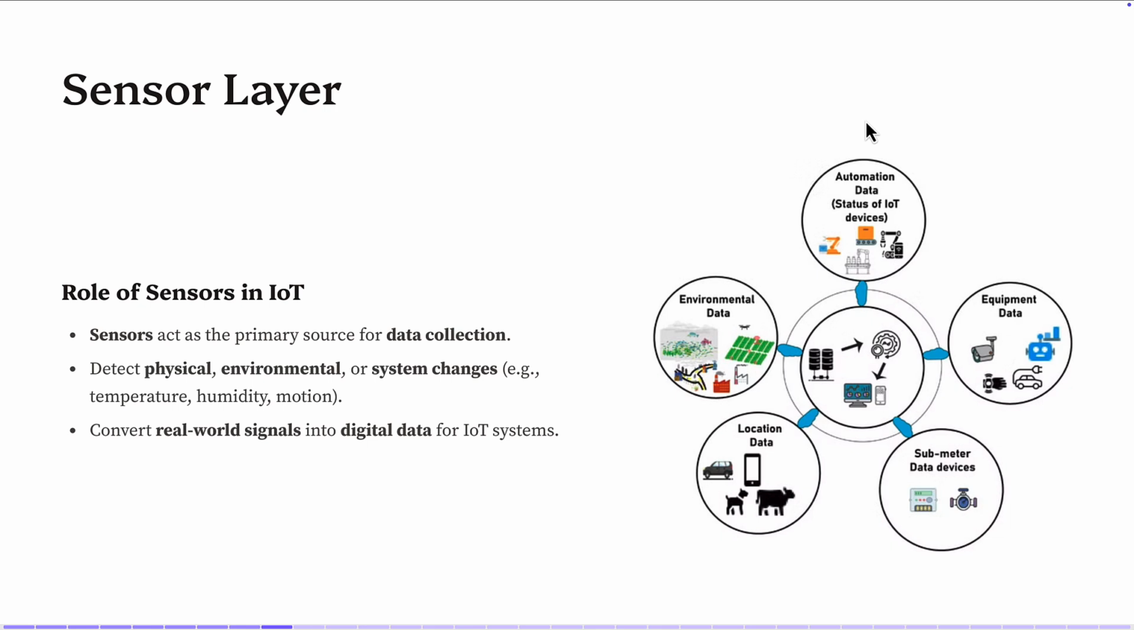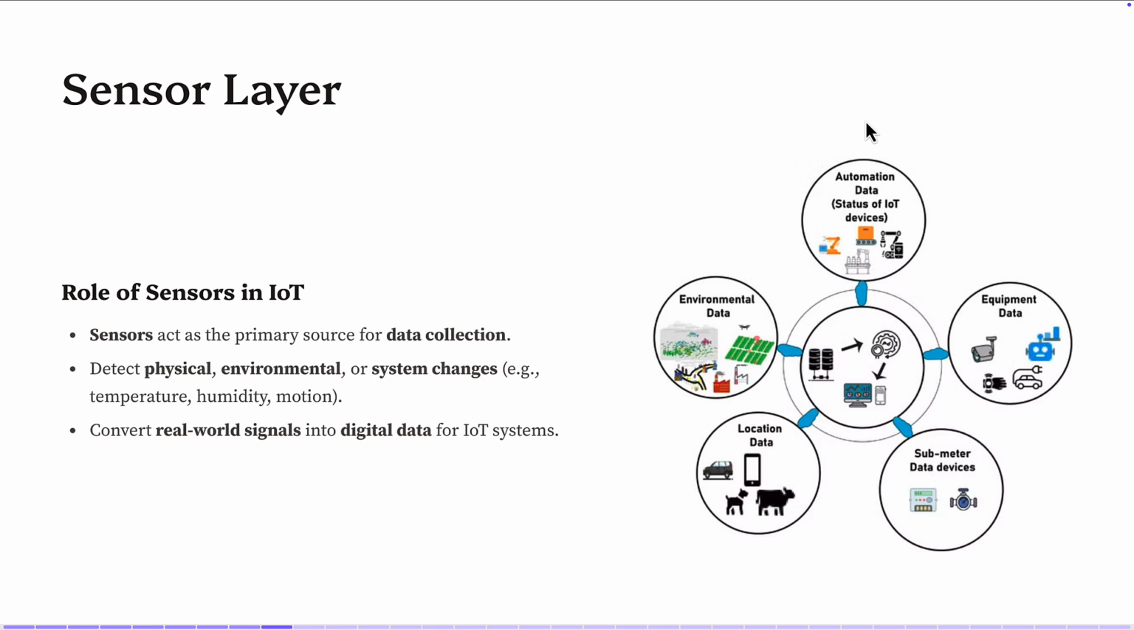Okay, for the sensor layer, we did talk about this, that the role of the sensor is the primary source of data collection. It's basically to collect data from the environment, and it's a way to convert signals into digital data. Because what is a sensor? It's a physical device that will react to a certain event. This reaction is going to generate a signal, and based on this signal, we can detect whether there is an event or not.